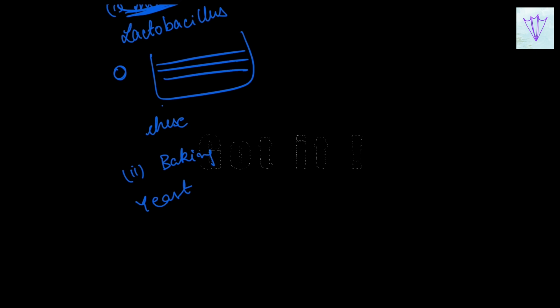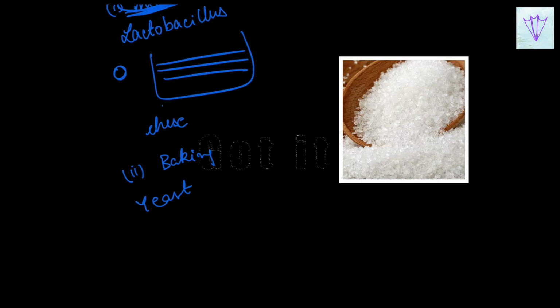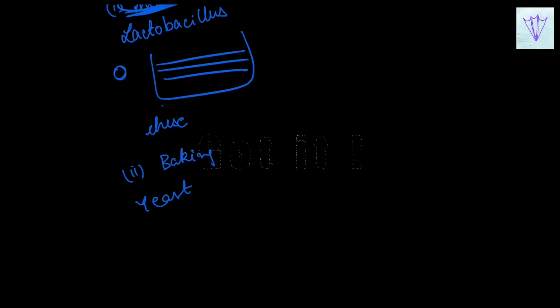Next, it has its use in the baking industry. Yeast is used in the preparation of breads, cakes, and many more. For making these, the bread flour, either atta or maida, is first mixed with some sugar and warm water, and after that, a small amount of yeast powder is added to it. The mixture is kneaded to make a soft dough.